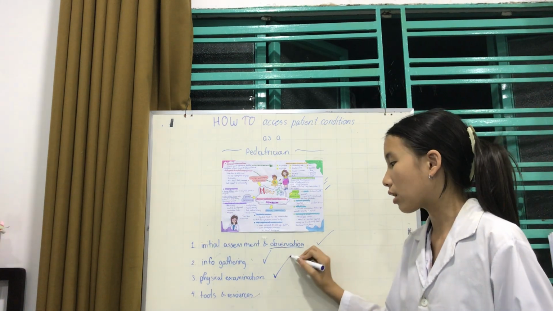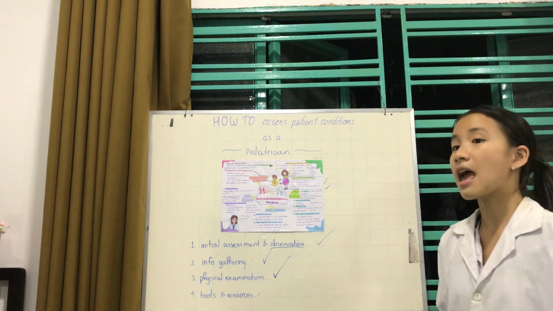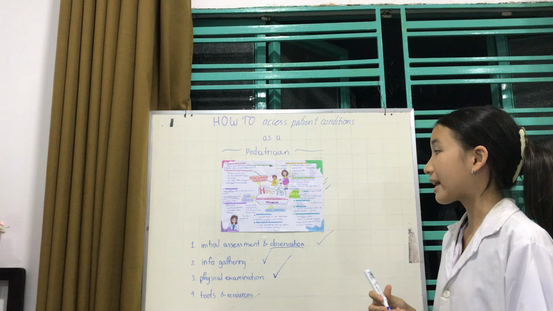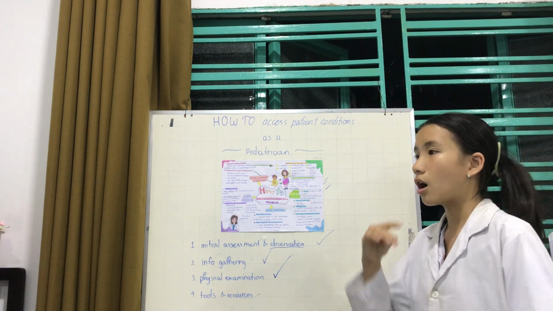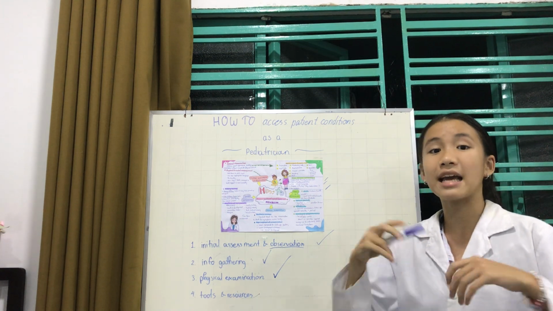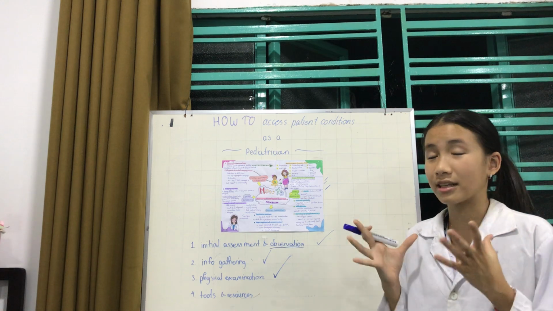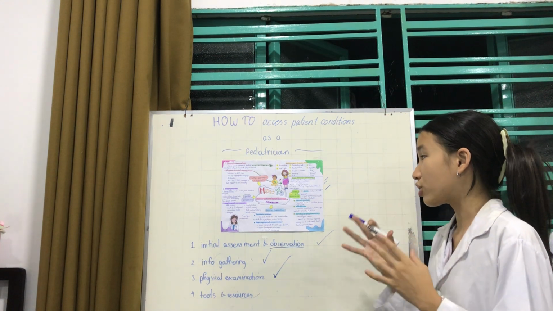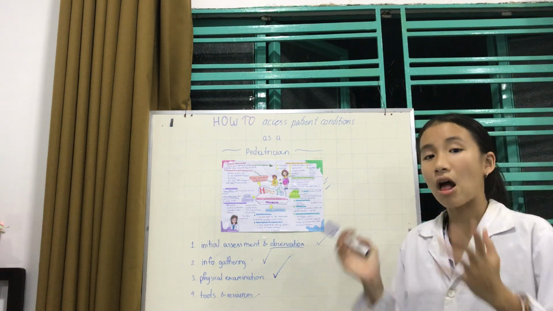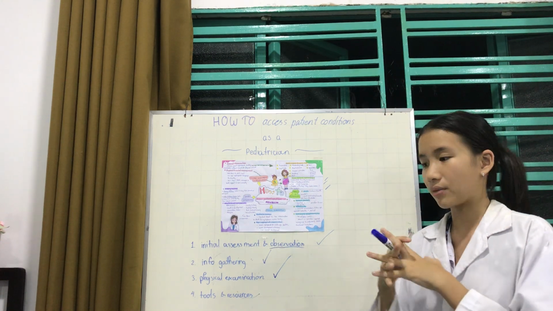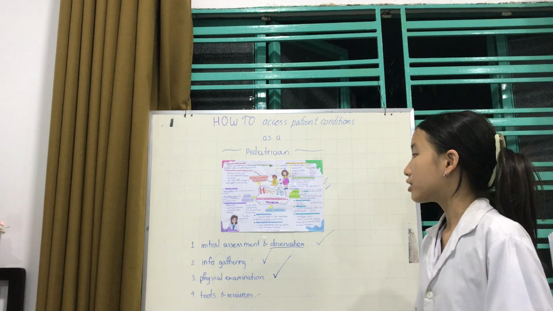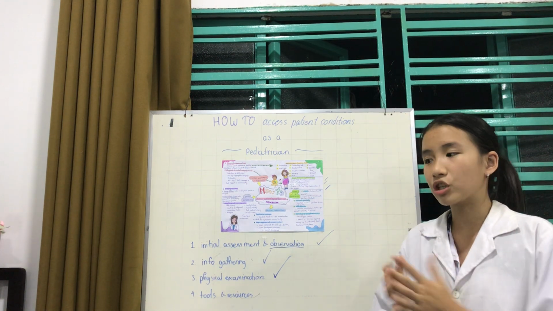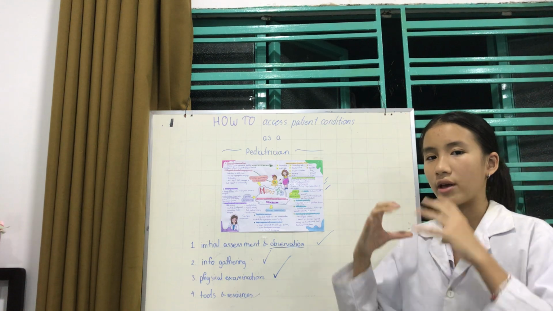Lastly, I want to talk about the tools and resources that pediatricians will commonly use to assess patient conditions. They might use EHR, which is electronic health records. Electronic health records will help the pediatrician access past medical records and notes from other doctors to see their past medical history.